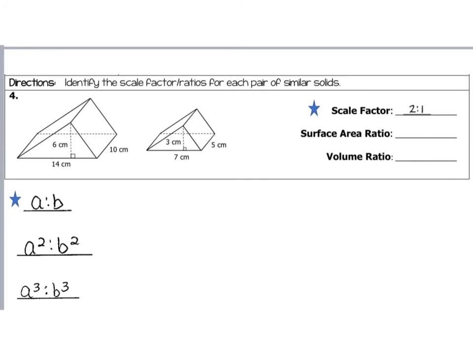So here we go. Identify the scale factors for each solid. So I'm going to go ahead and write it out. A to B, A squared to B squared, A cubed to B cubed. Okay. Well, let's figure out what the scale factor is first. Over here, this is 14 to 7. So 14 over 7, 10 over 5 and 3 over 6 all give me 2 to 1. So my scale factor is 2 to 1, which is what we have right here. So I'm going to write it here in red, 2 to 1.